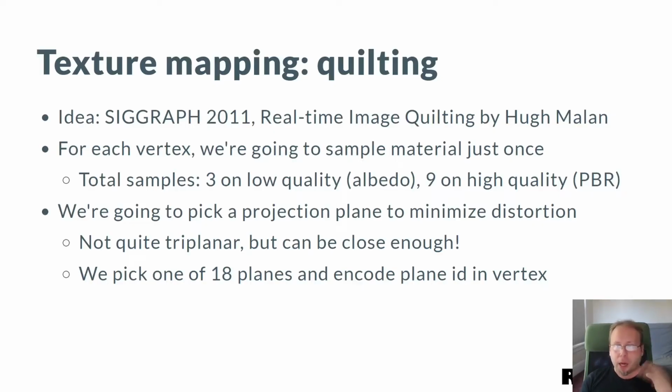Now, how do we make this projection? Well, we need to pick a projection plane, and we pick one per vertex to minimize the distortion. This doesn't result in triplanar mapping, but it can result in something reasonably close to triplanar mapping if you're careful in your plane selection. We could store a full plane equation, but instead we store a plane index and we just have 18 fixed planes. 18 is just the smallest number that worked reasonably well.